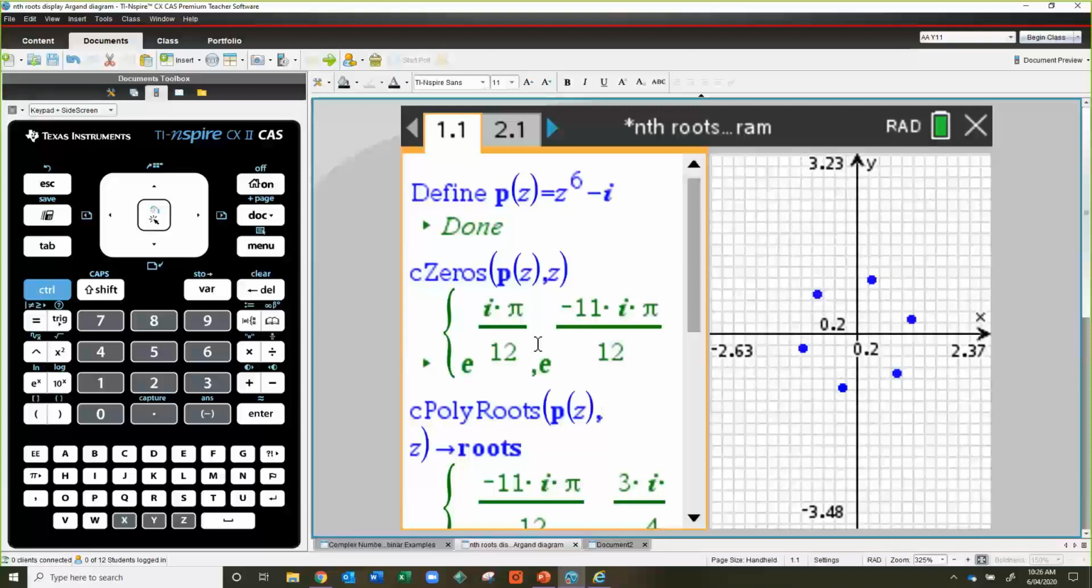Use zeros, and they can be displayed either in polar or Cartesian form, depending on how your calculator is set up.